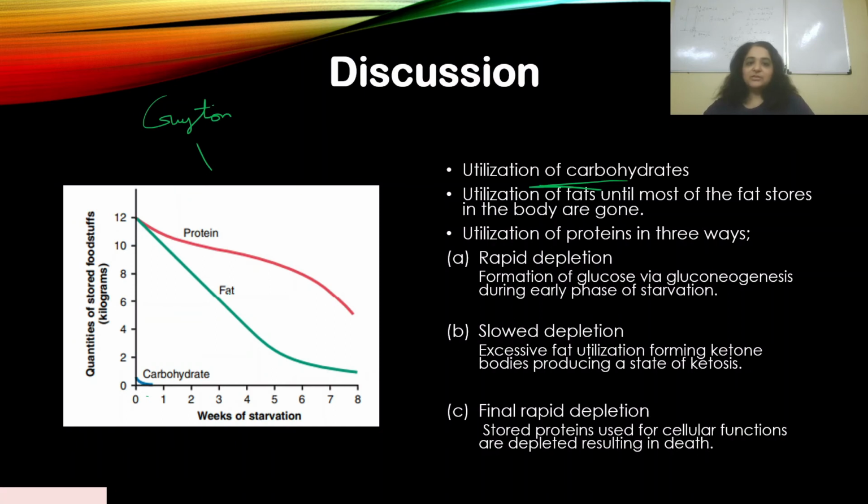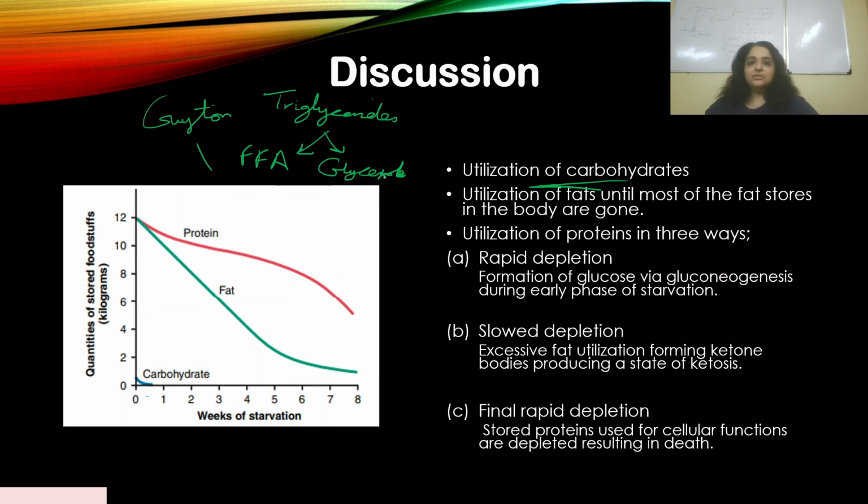Similarly, now fat stores will start depleting. There are two ways by which fat is converted to glucose or ATP that you can use. Triglycerides begin to move around more in the blood during starvation, and they break down to free fatty acids and glycerol.